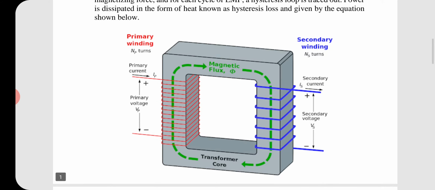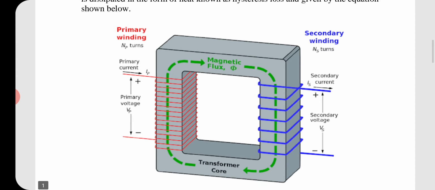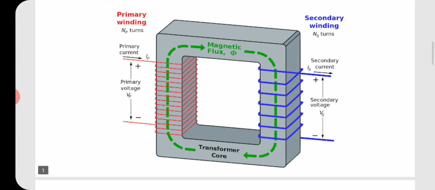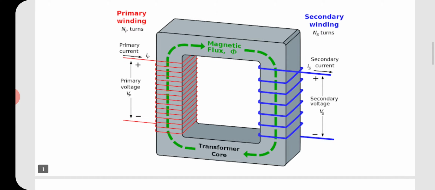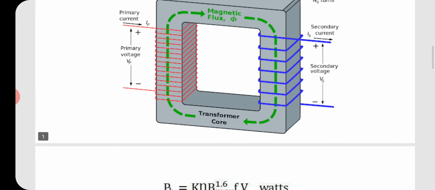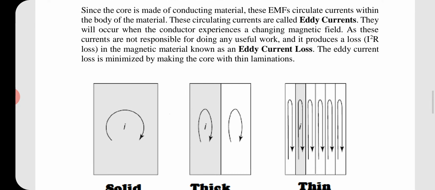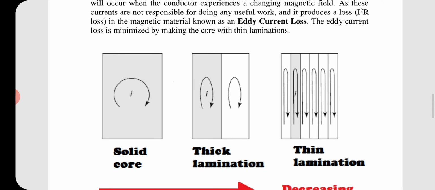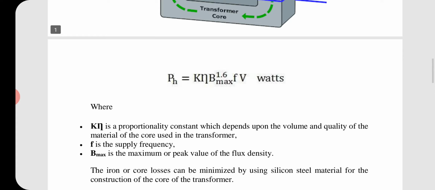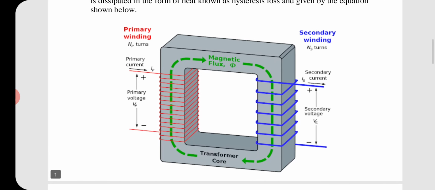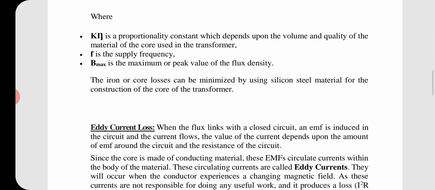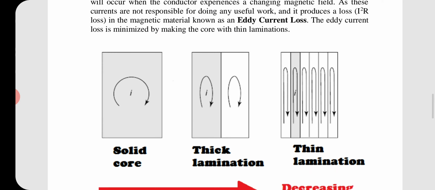So when this metallic core is subjected to reversal of magnetic flux, that is the alternating flux, a current is set up and it flows in this metallic core. This current which flows in the core is known as the eddy current, and this flow needs some amount of power. So it's a loss, and this loss is known as the eddy current loss.